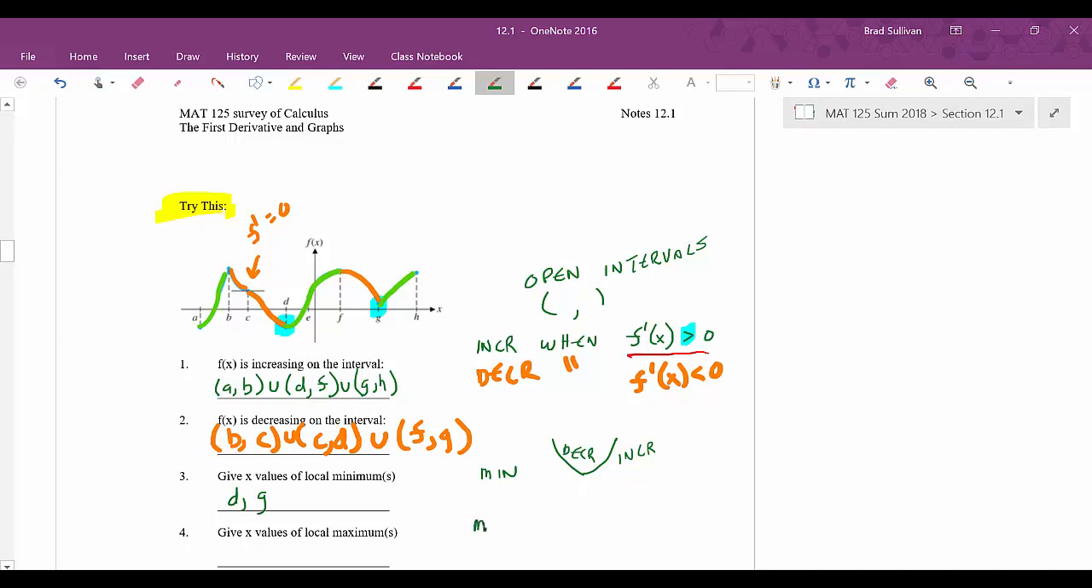A local maximum is the opposite. It's a high point. The function increases, then changes direction and starts decreasing. It's kind of like you're going up the roller coaster, hit the high point, then you get sick and you're ready to throw up. That's kind of a bad way to explain that.